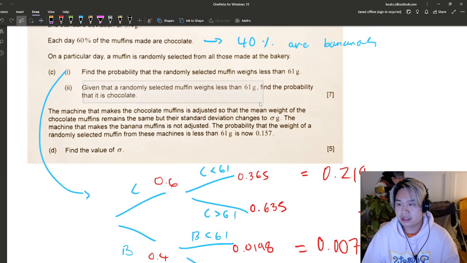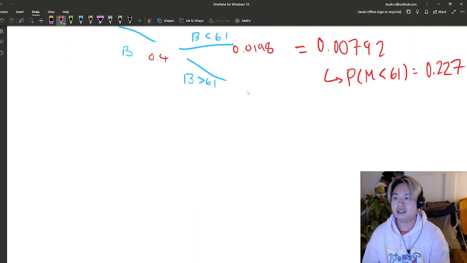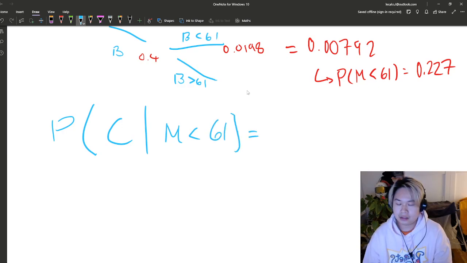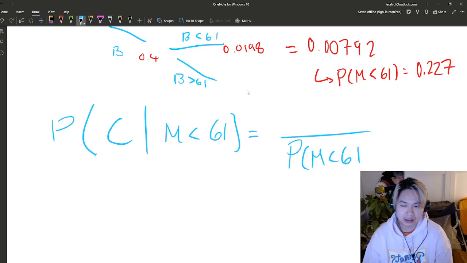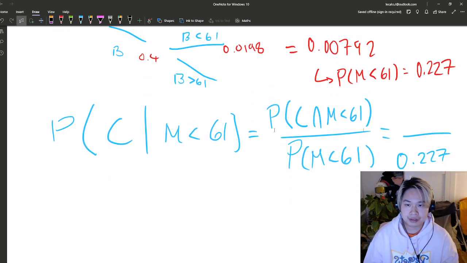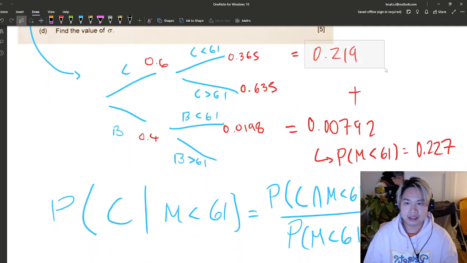Okay, and then given that a randomly selected muffin weighs less than 61 grams, find the probability that it is chocolate. So this is conditional, because pretty obvious. So find the probability that it's chocolate given that the muffin is less than 61. So again, you can follow the formula. We're going to divide by the probability of it being less than 61, which is exactly the answer we have from the previous part. And then we would need to find their intersection. So this is the probability that your chocolate intersection, your muffin is less than 61, which is why we made the tree, because that probability is this one right here. This is the probability that you're chocolate and you're less than 61.